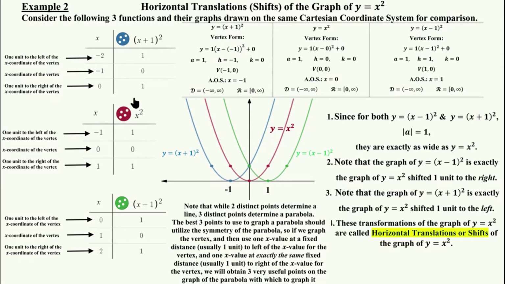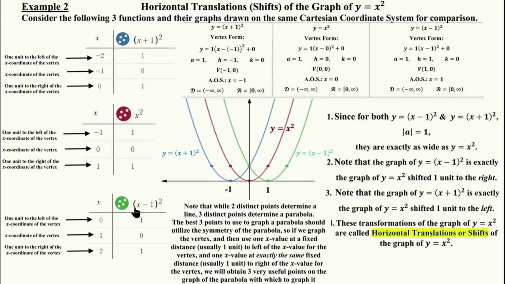So notice that when you plug in negative 2 here, you get negative 2 plus 1, which is negative 1, and then you square that, you get 1. Negative 1 will give you 0, you square that, you get 0, and 0 will give you 0 plus 1, which you square to get 1 again. And as we expected, because we went the same distance to the right as we went to the left. And we can do the same thing with this.